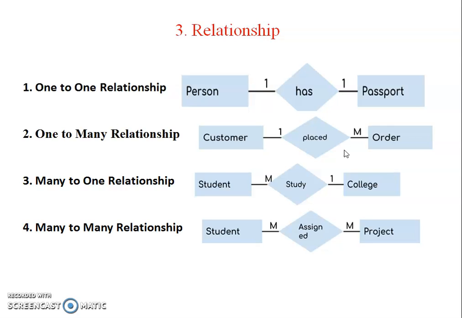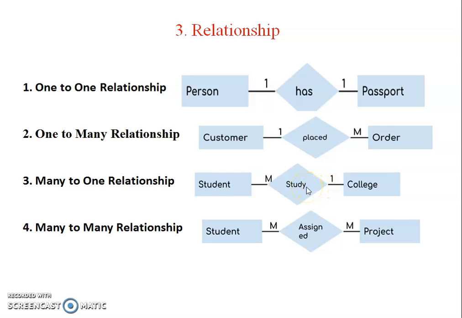Now the next one is many-to-one relationship. What happens in many-to-one relationship? When more than one instance of an entity is associated with a single instance of another entity, it is known as many-to-one relationship. For example, many students can study in a single college, but a student cannot study in many colleges at the same time.